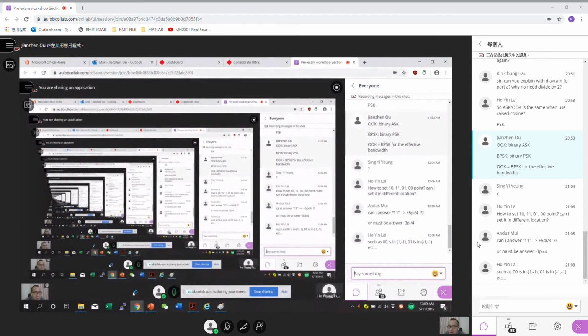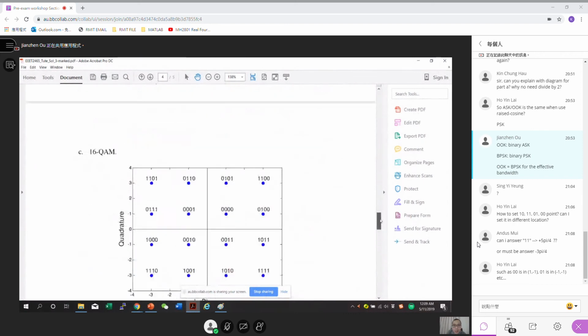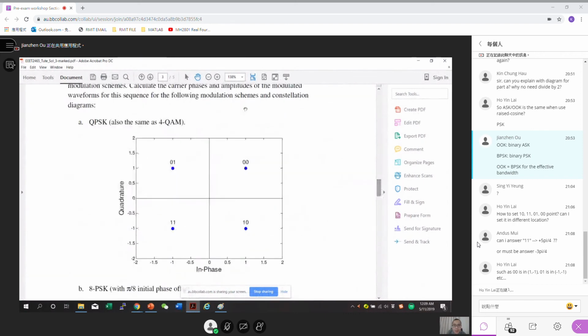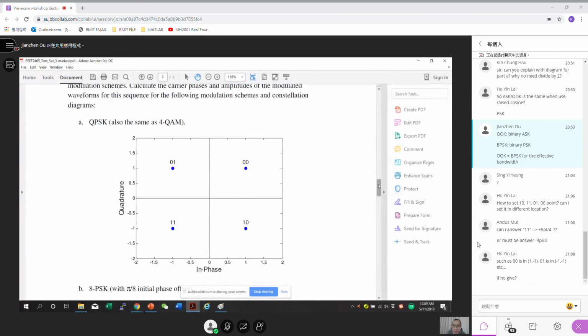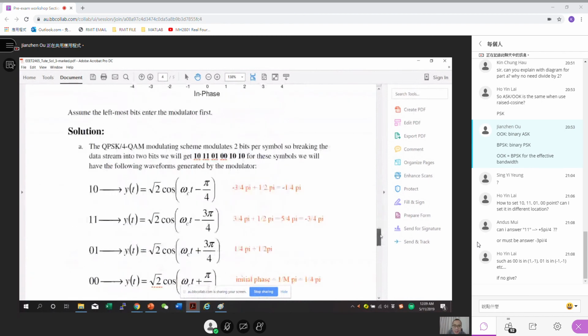For Hong Yin, how to set the 1, 0, 1, 1, 0, 1, 0, 0, it's given in the question. Sorry about that. It's given in the question. You can swap it without any problem, but this is the question. I did not make it 0, 0, 1, 1 myself. It's all given in the questions.